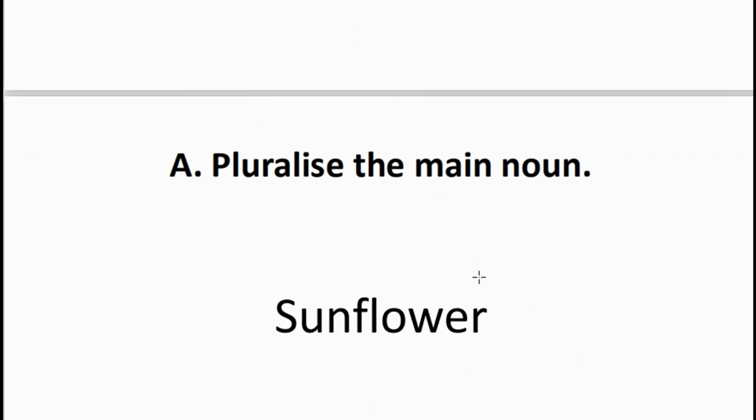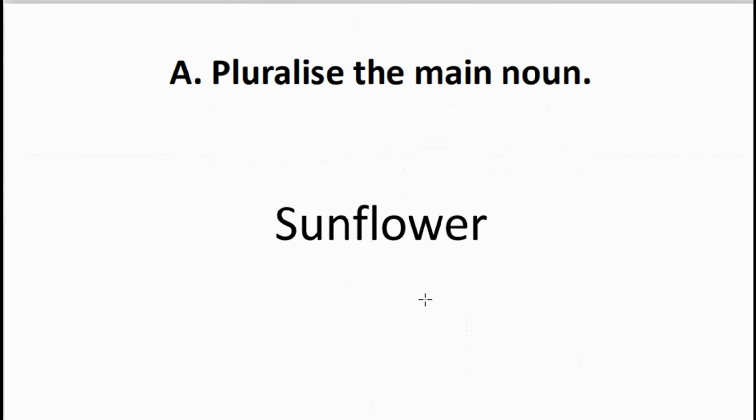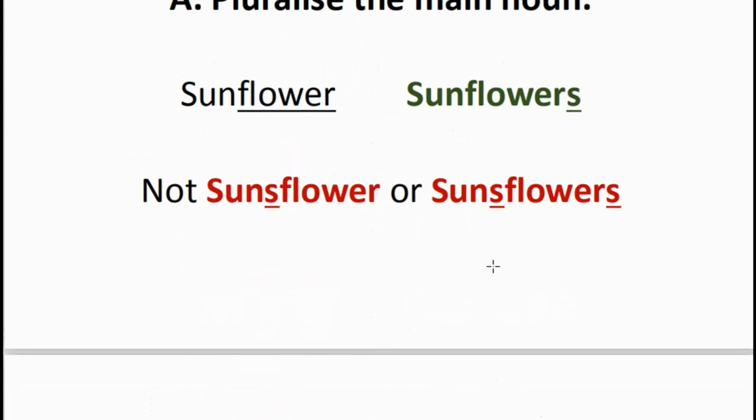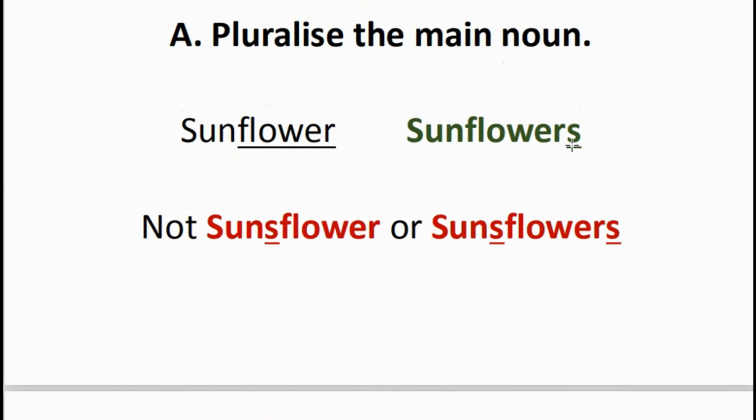Also, let's look at the compound noun sunflower. A sunflower, is it a sun or a flower? A sunflower is not a sun, it is a flower. Therefore, flower is the main noun. For this reason, flower takes the plural marker. The plural of sunflower becomes sunflowers, not suns flower or suns flowers.